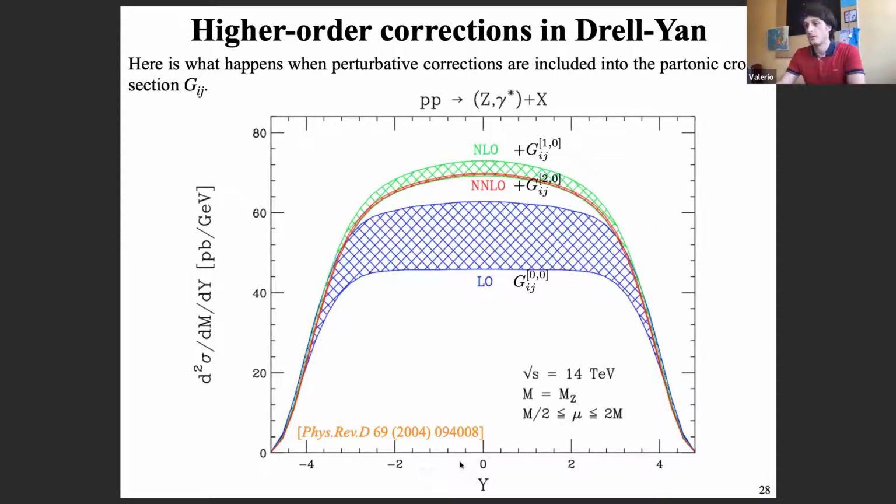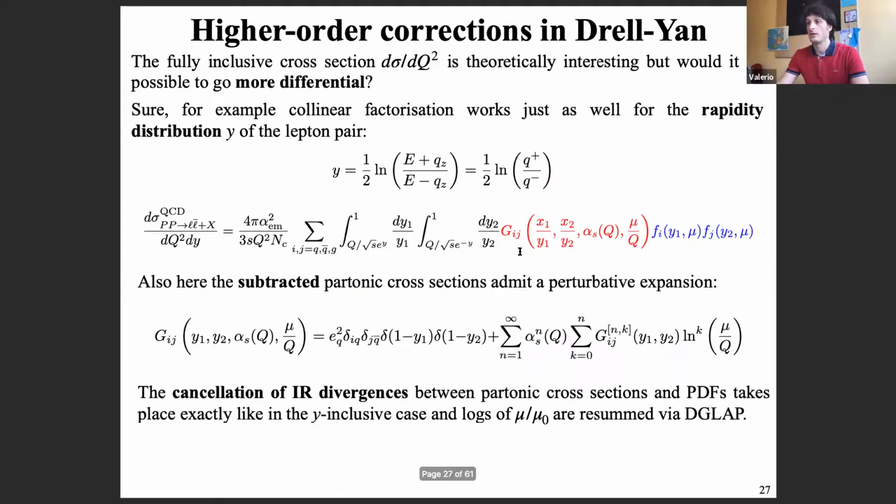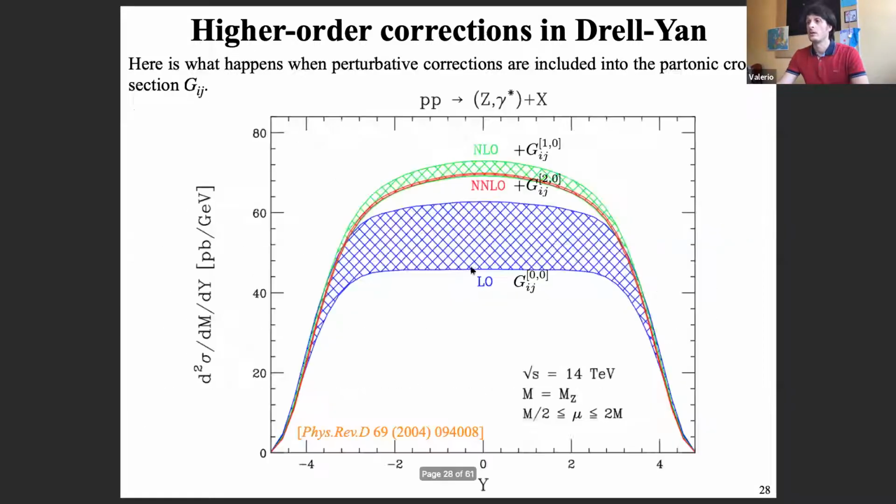This is what has been done in this also very famous paper, in which the rapidity distribution in Drell-Yan is computed at leading order, in which you only include the leading order term here, next-to-leading order, in which you include the second order, and then next-to-next-to-leading order, in which you also include the third order. So you see that, again, the convergence is pretty nice. And also what is remarkable is that the theoretical uncertainty, which, again, is estimated by varying the scales around the central scale, which is the invariant mass of the lepton pair, becomes smaller and smaller as one goes to higher orders.